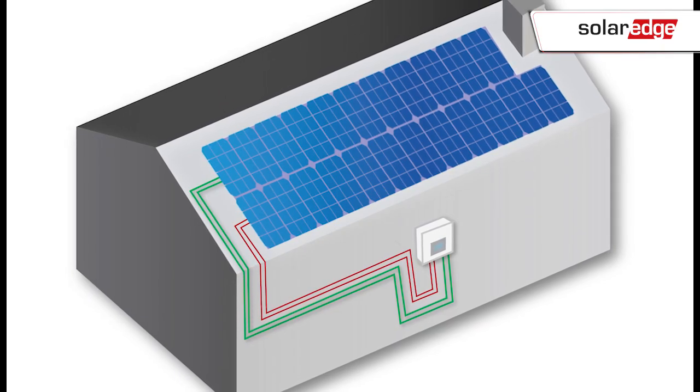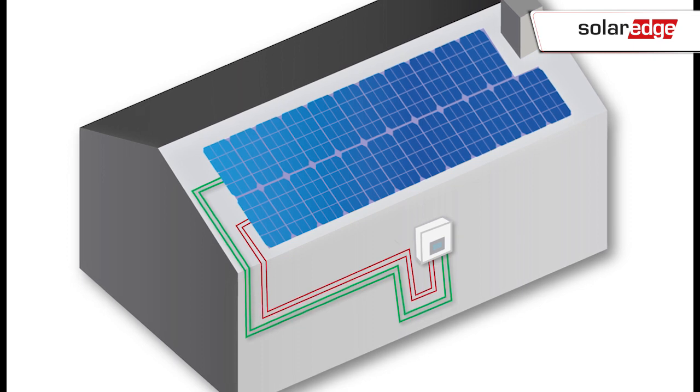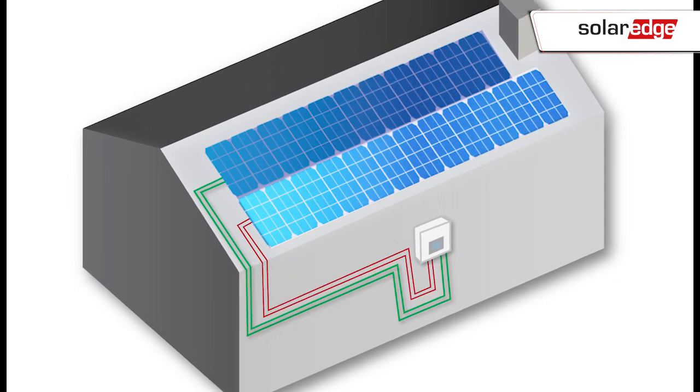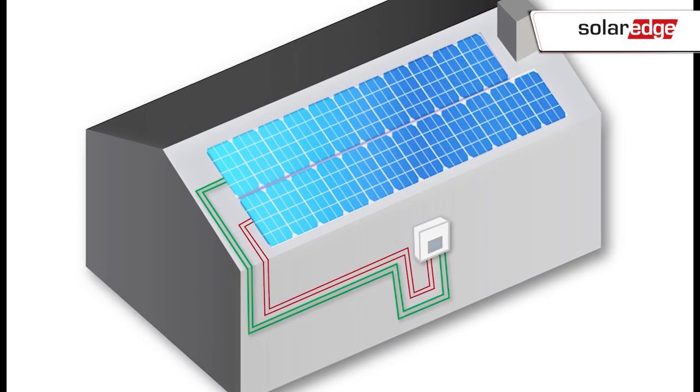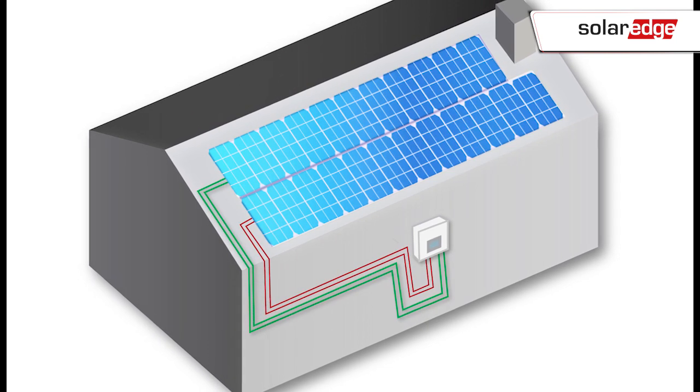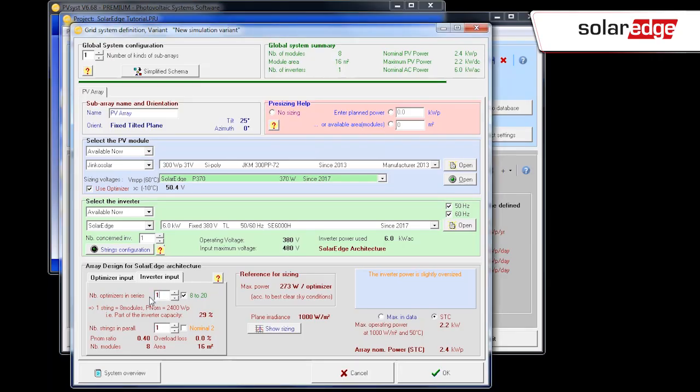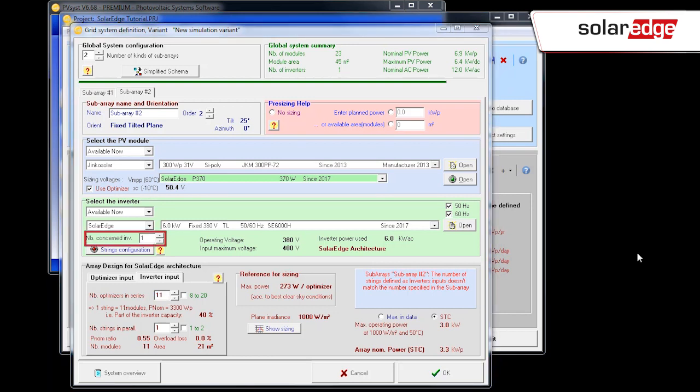We will divide the 23-module array into two strings, one with 12 modules and one with 11 modules. First, we define a string with 12 optimizers. Then we change the number of subarrays to 2 and define the second string with 11 optimizers. The number of concerned inverters for each subarray is 1, and they are both connected to the same SE6000H inverter.